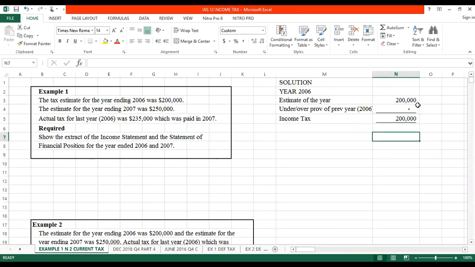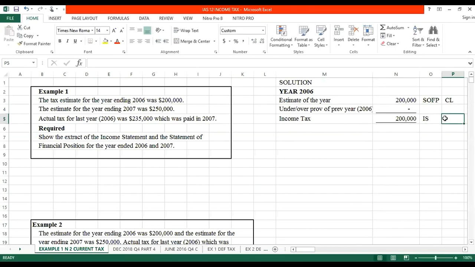Okay, now this is what I was saying. If you are preparing financial statements of the year 2006, this estimate of the year is what goes to the statement of financial position. This is what goes to the income statement. You are asked for 2 years. So this is what will go to the statement of financial position as a current liability.